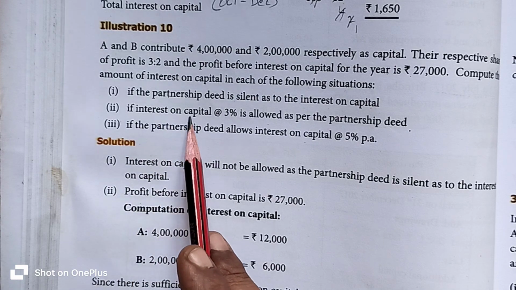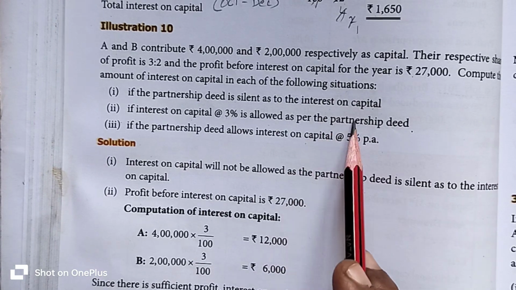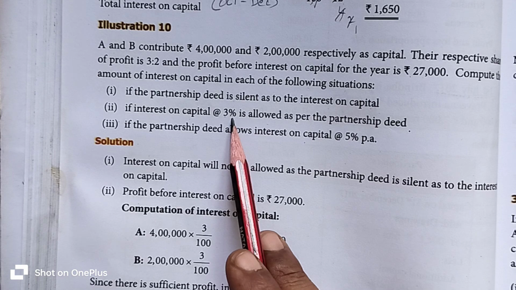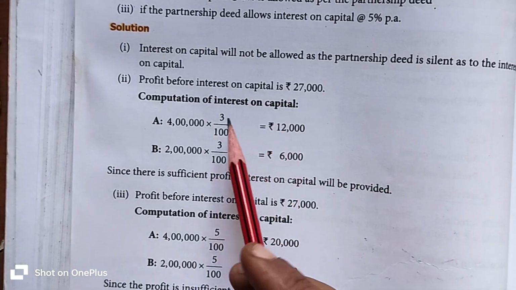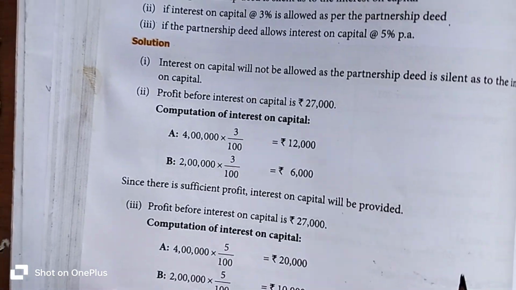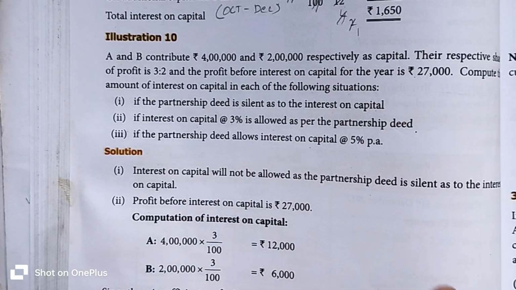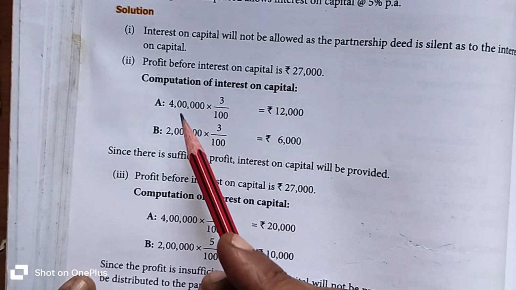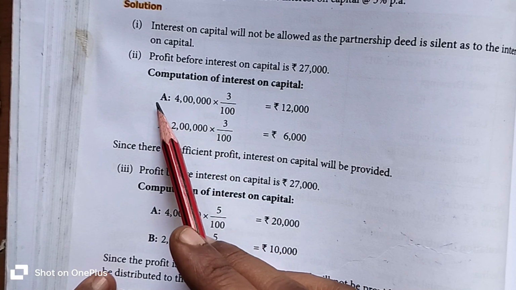If interest on capital at 3% is allowed as per the partnership deed. So if they give 3% interest on capital, then we have to calculate the interest on capital. The format is amount of capital into rate of interest. A's amount of capital is 4 lakh rupees and B's amount of capital is 2 lakh rupees. First we have to take A's capital, to find out interest on capital for A.